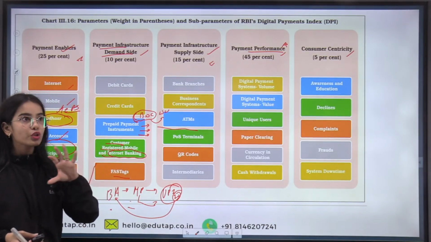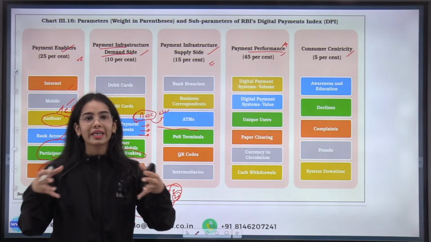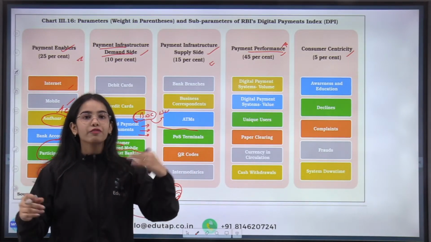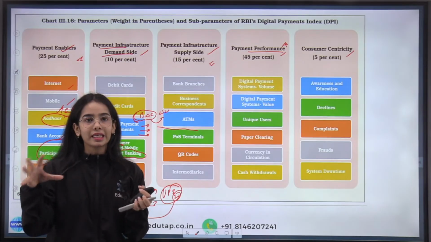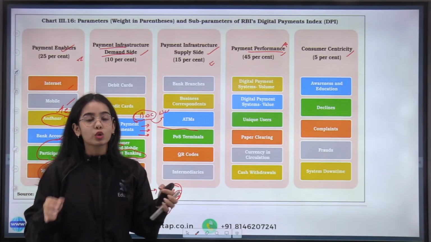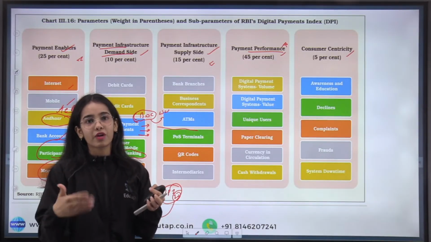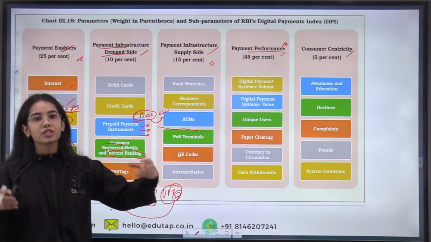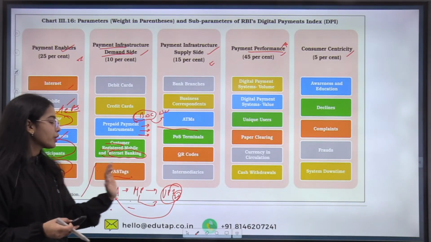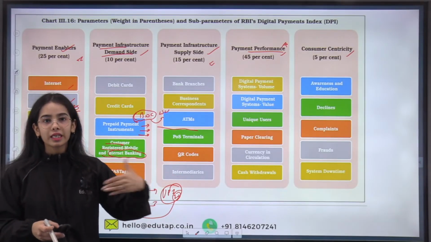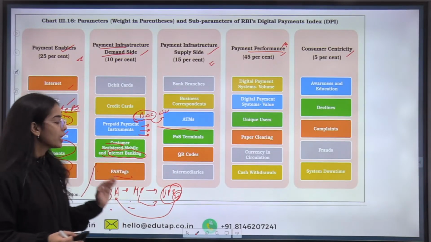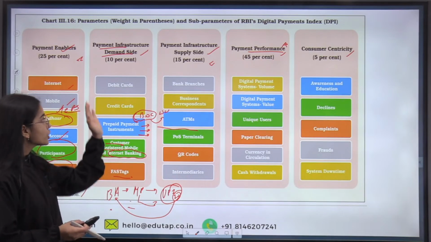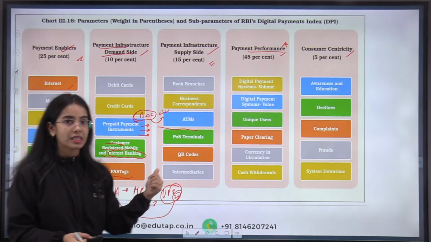Now, FASTags. A few years back, there were long lines of trucks and cars in front of toll plazas. That line previously was moving very slowly, but now a much faster system has been adopted with the usage of FASTags. You must have seen that toll plazas do not have such long lines now if people are using FASTags, because FASTag is a faster system where cash is not involved. Directly through scanning of the FASTag, the payment can be made to the toll plaza. So this is the payment infrastructure on the demand side.